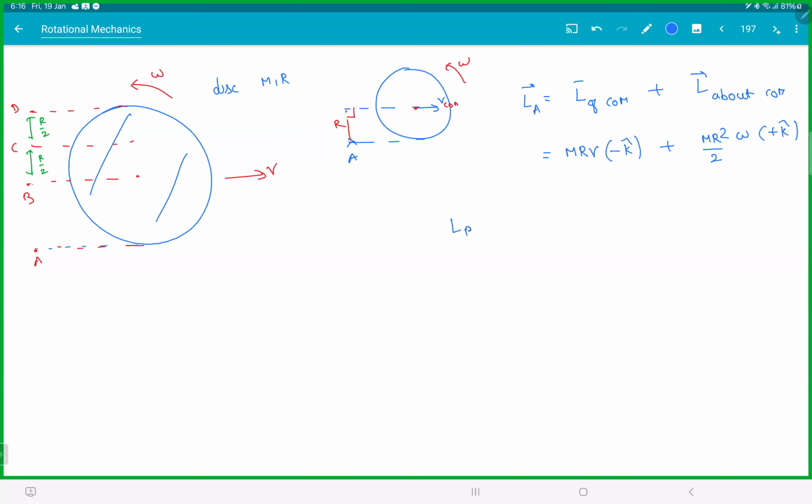Same thing, if you try to do it for B, in this case the translation component is 0 because the velocity is passing through B. There'll be only the rotational component, M R square by 2 omega k cap. There's no translation angular momentum about point B. Please check. Do for C and D. Try. I'll give you a minute.